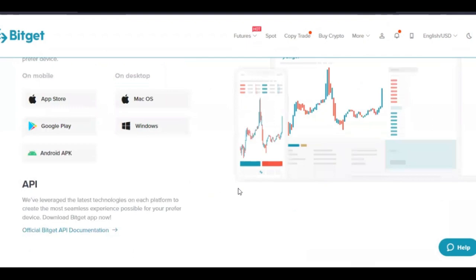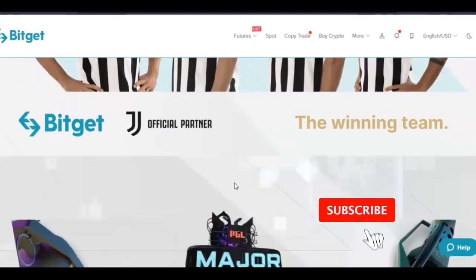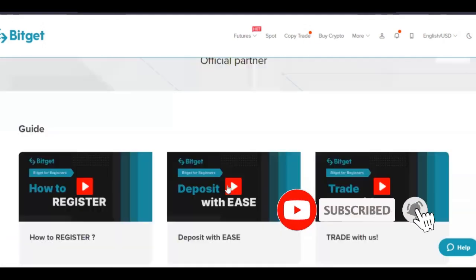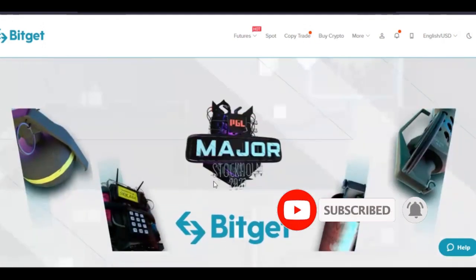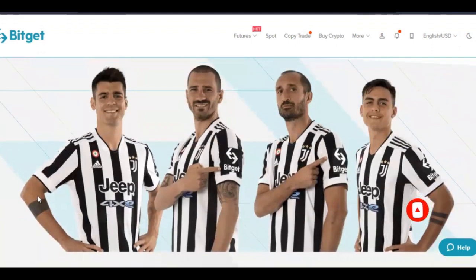And before I jump into the features one after the other, I just want to let us know here that if I scroll down, these are some of the major partners of the Bitget exchange. One of their major partners is Juventus Football Club. So they are their sleeve partner. As you can see on the sleeve here, it is branded Bitget, meaning that Bitget is up for something big and something good.